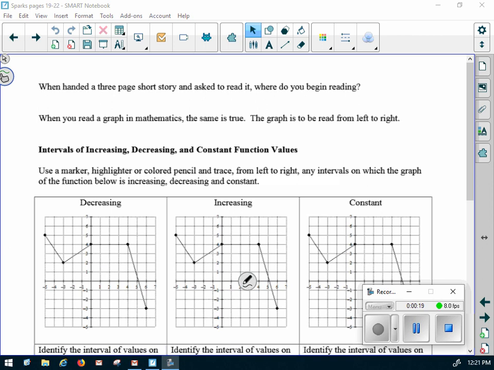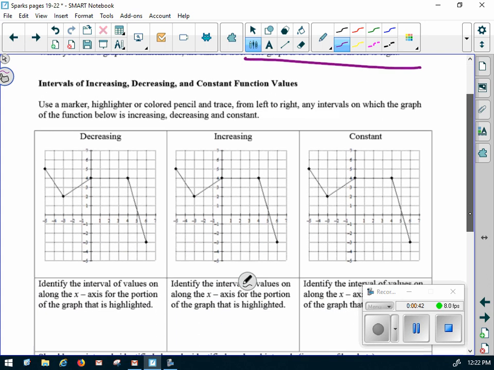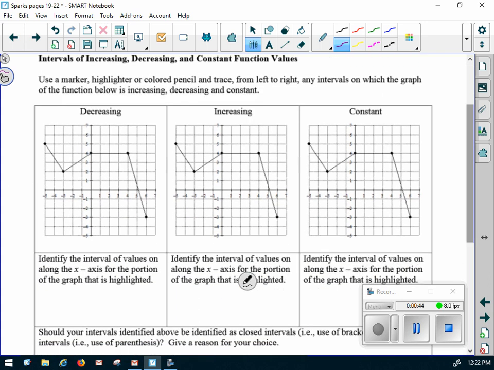When handed a 3-page short story and asked to read it, where do you start reading? At the beginning, at the top, from left to right. Ladies and gentlemen, we read a graph from left to right, just like you read a book. Left to right. Now, a graph is to be read from left to right. Now, this is a big deal for mathematics.